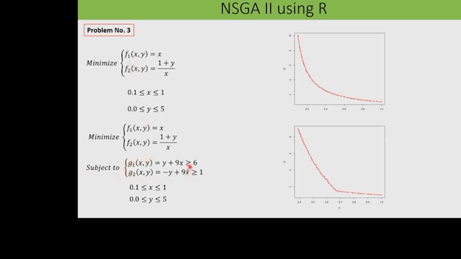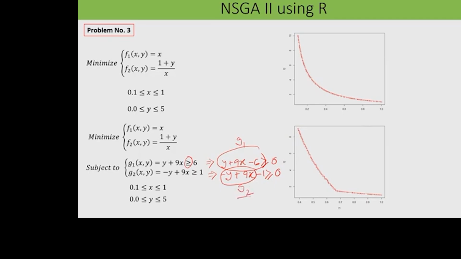Similarly, the constraint should be greater than or equal type. In this case, y plus 9x greater than or equal to 6, and similarly g2 equal to minus y plus 9x greater than or equal to 1. As I said, this particular package that we will use in R can take greater than or equal type constraints. Therefore, I will write this constraint as y plus 9x minus 6 greater than or equal to 0, and similarly this one as minus y plus 9x minus 1 greater than or equal to 0. So this is your g1 and this value is your g2.